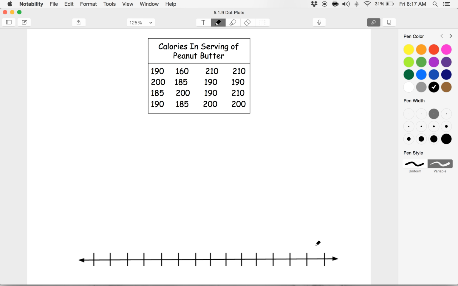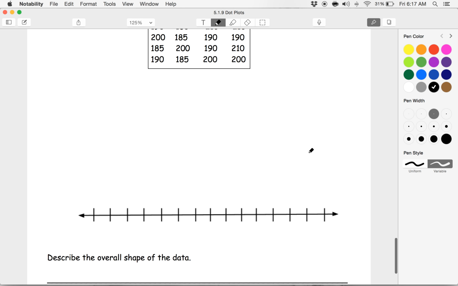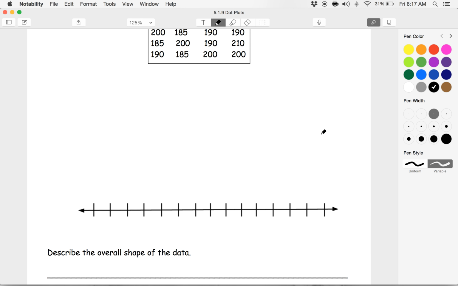So what's my smallest number in this list? Well, looks like it's 160. What's my largest number? Well, looks like 210. So what I'm going to do is I think I'm going to count by tens. And I'm going to start with something a little bit smaller than 160. Let's start with 150. So 150, 160, 170, 180. Sorry, I'm going to count by fives.